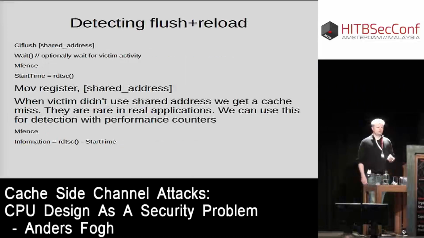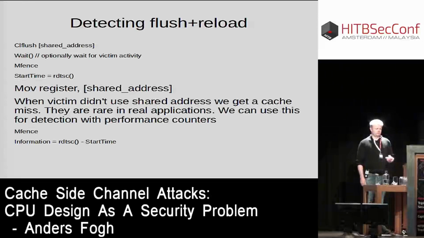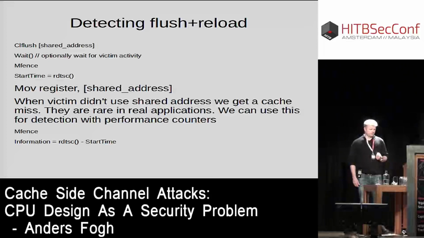So how do we detect this? Well, with the mov register, shared address, when the victim did not use the shared address, we get a cache miss here. In fact, if the victim uses the shared address that we just flushed, we'll get a cache miss there. The thing about cache misses is that they're rare in real applications. And we can use this to detect with performance counters.